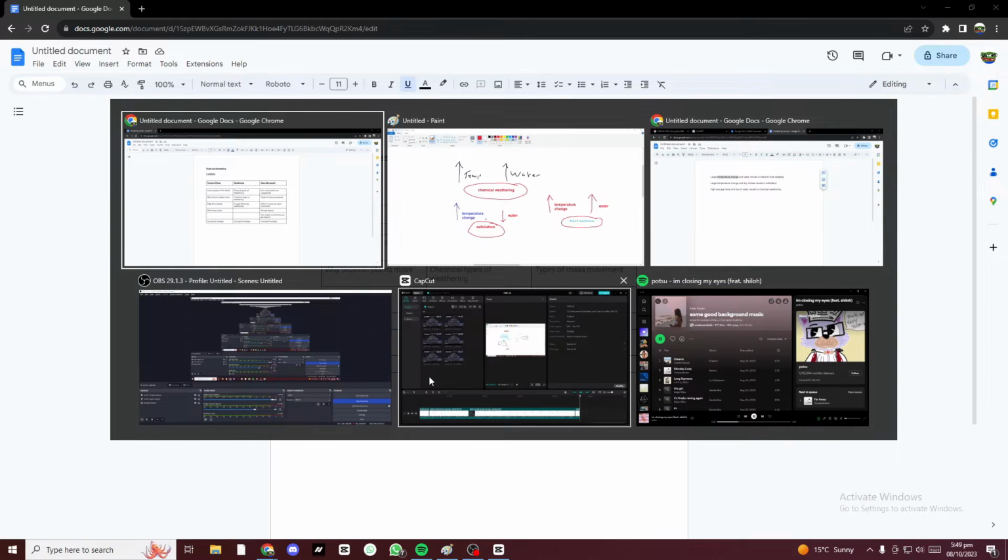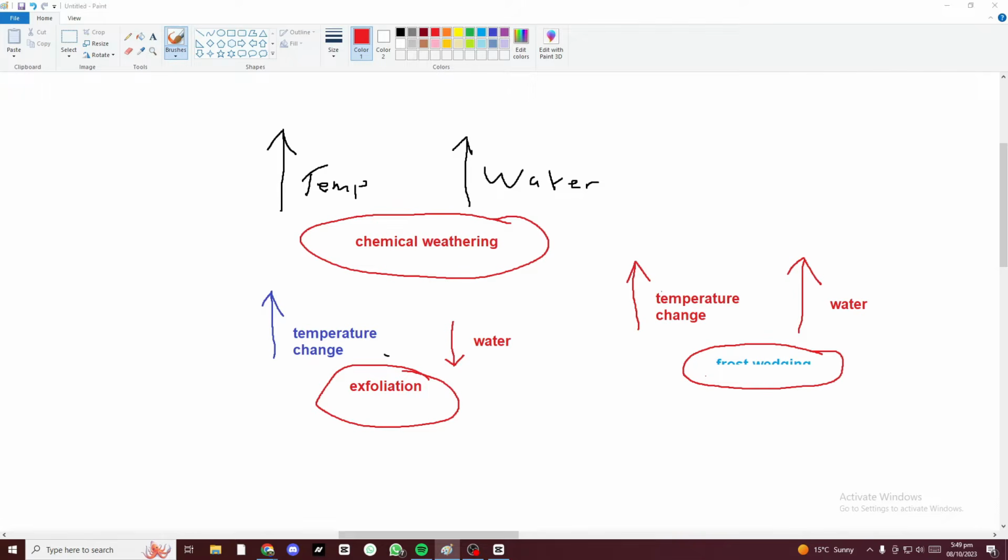So here with chemical weathering, an example could be in Florida, where they receive a lot of rainfall and they receive a high average temperature. So chemical weathering occurs in Florida. When there is a lot of temperature change and not a lot of water, exfoliation occurs. This can occur in any desert around the world.